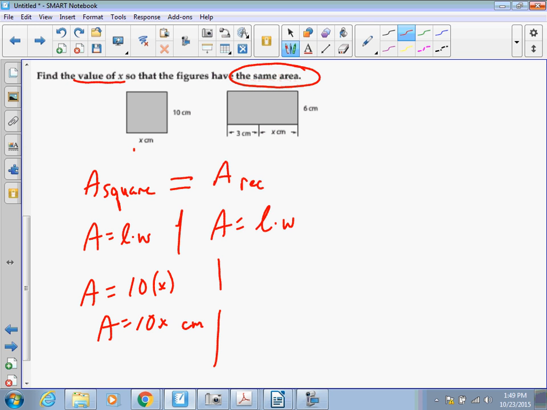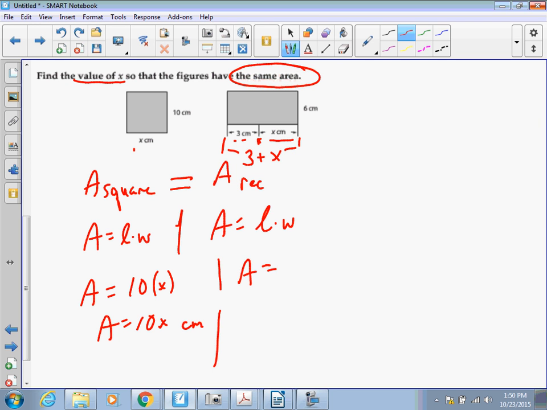Now, on the right, we have a little work to do first. We have the width here, that's nice, the 6 centimeters, but on the bottom, it's 3 centimeters from here to here, and then x from here to here. So we have to put those together. So really, the whole thing together is 3 plus x for the whole width combined. So we need to factor that into our area over here.